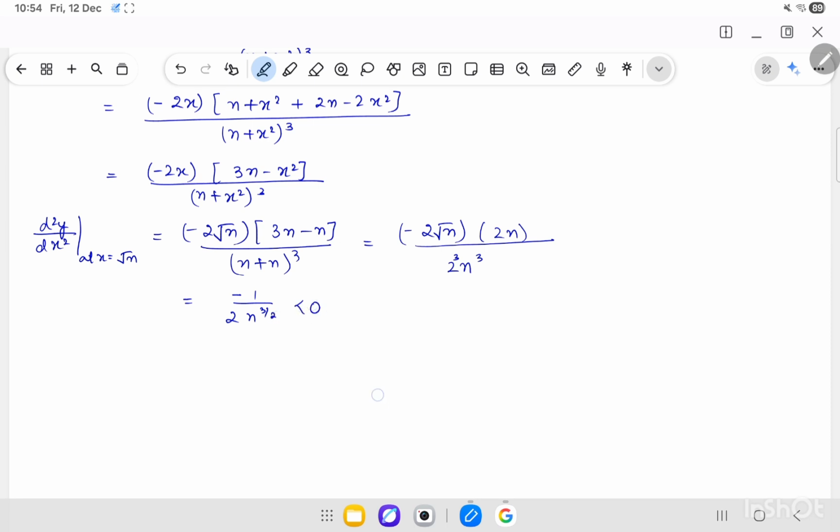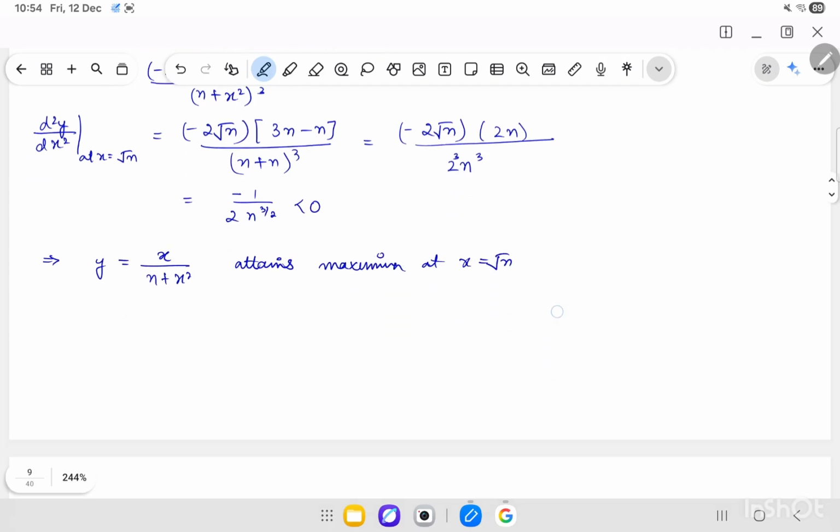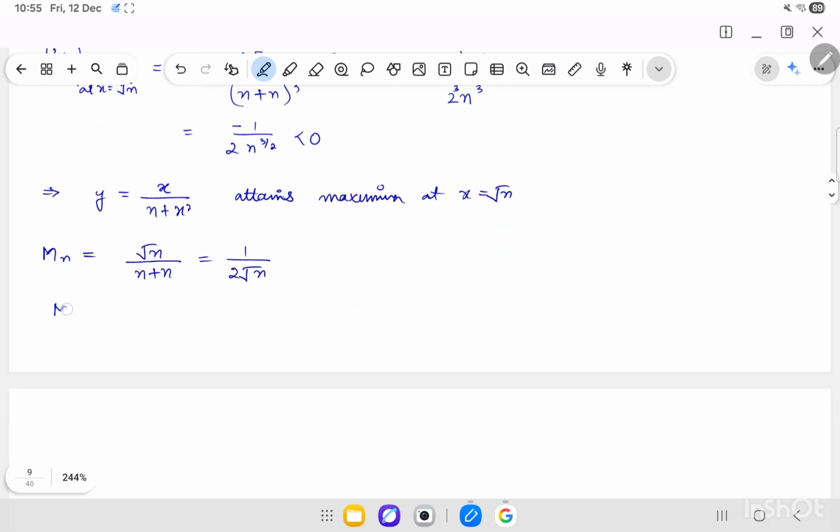So from here we can say that y, which is equal to x divided by n plus x square, attains its maximum at x equals square root of n. And what will be the maximum value? That is Mn, which will be equal to square root of n divided by n plus n, which is 1 by 2 square root of n. Now you can easily observe that Mn approaches 0 as n approaches infinity.